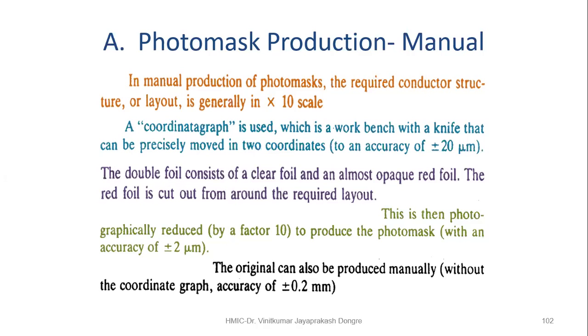In photomask production manual. In manual production of photomask, the required conductor structure or layout is generally in 10 times the scale. A coordinate graph is used, which is a workbench with a knife that can precisely move in coordinates to an accuracy of plus minus 20 micrometer. The double foil consists of a clear foil and an almost opaque red foil. The red foil is cut out from around the required layout. This is then photographically reduced by a factor of 10 to produce the photo mask with an accuracy of plus minus 2 micrometer. The original can also be produced manually without the coordinate graph, with an accuracy of plus minus 0.2 mm.